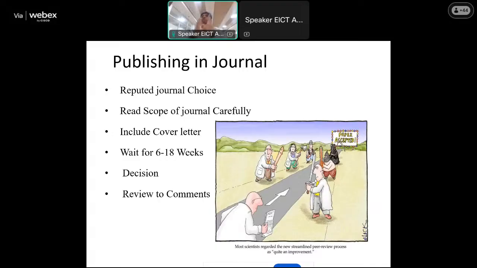Now the decision could be favorable or not favorable. Most of the time, the decision at the first attempt is not favorable. So don't be disheartened. If it is a good journal, then you will not get acceptance at the first decision. It could be a major revision. But that is the path through which you can reach acceptance.